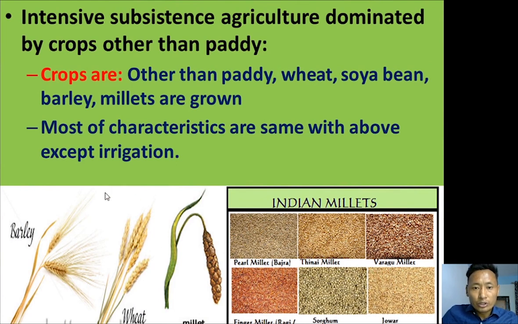Why? Because in the region where intensive subsistence agriculture is dominated by crops other than paddy, they cultivate barley, wheat, and millets, which are mostly less water intensive crops. Because of that, they do not use irrigation facilities much. So these are some of the characteristics of intensive subsistence agriculture dominated by crops other than paddy, that is, other than rice: crops such as wheat, barley, soybean, and millets.